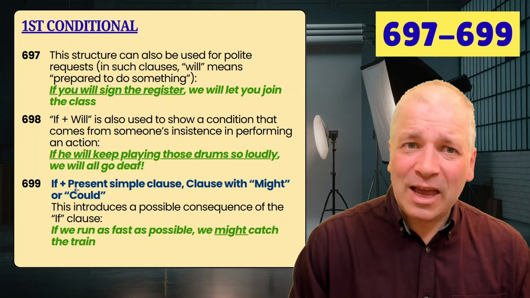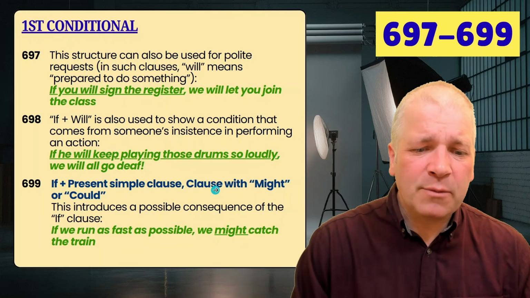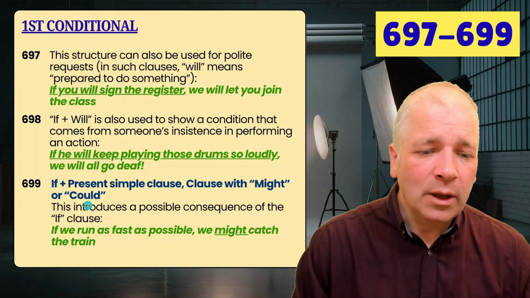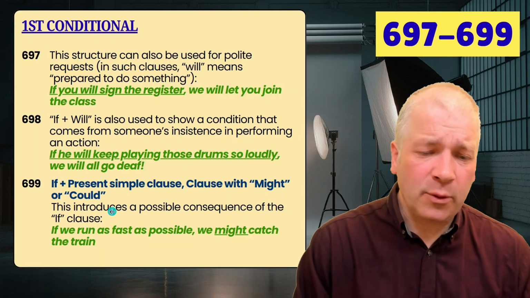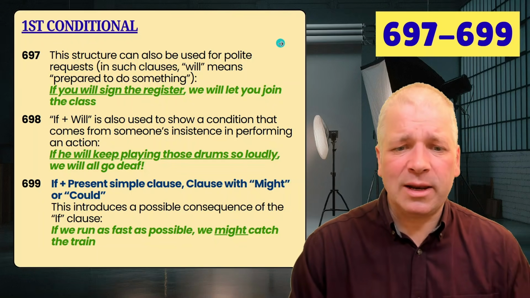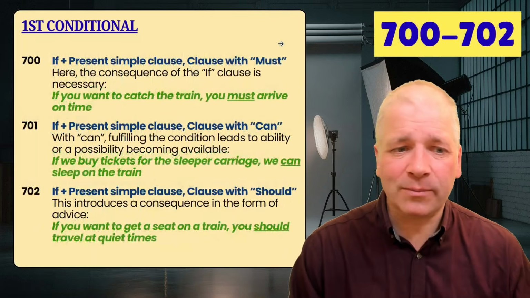Now on to other if clauses. Sometimes we can use might or could instead of will. And this introduces a possible consequence of the if clause. If we run as fast as possible, we might catch the train. It's a possibility, not a certainty.